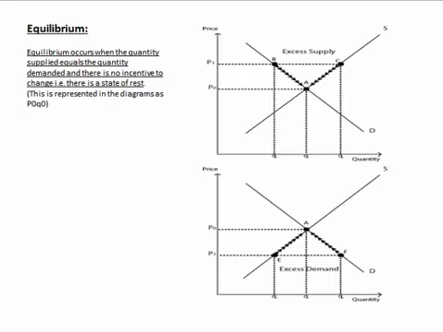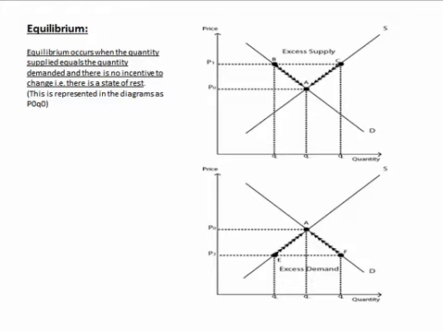Equilibrium occurs when the quantity supplied equals the quantity demanded and there is no incentive to change and there is a state of rest. That's illustrated on the diagram in front of you, whereby there's excess supply and excess demand in two diagrams. The excess supply being the top, the excess demand being the bottom. The state of equilibrium occurs at point A, and that's represented by P0, Q0.